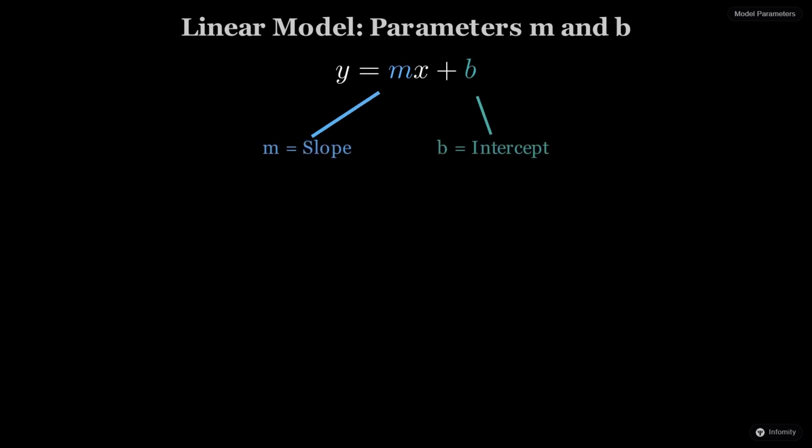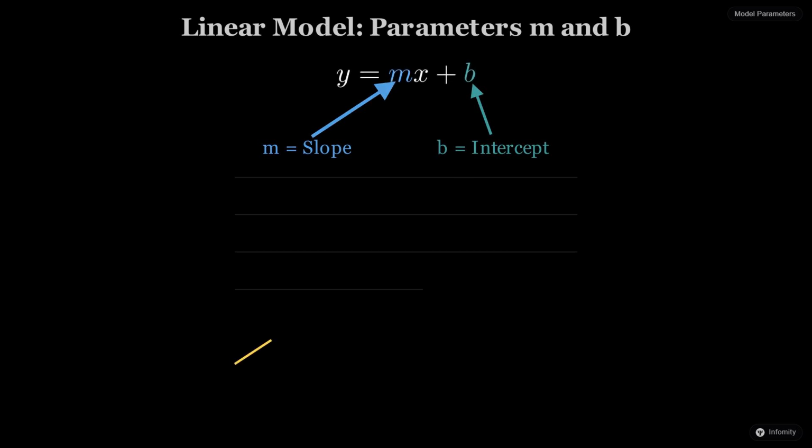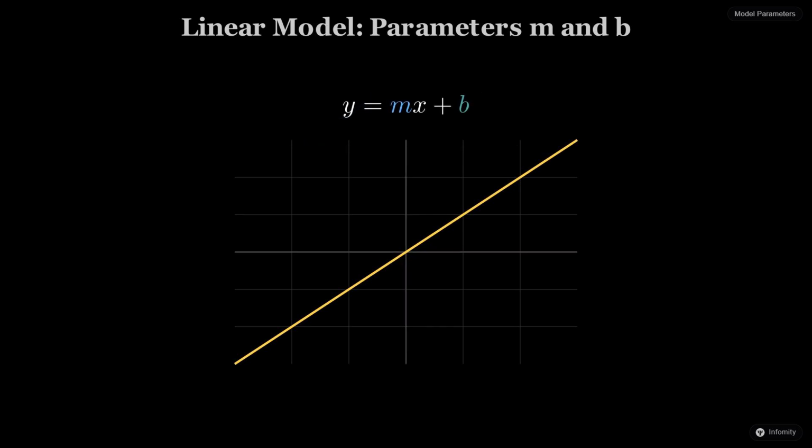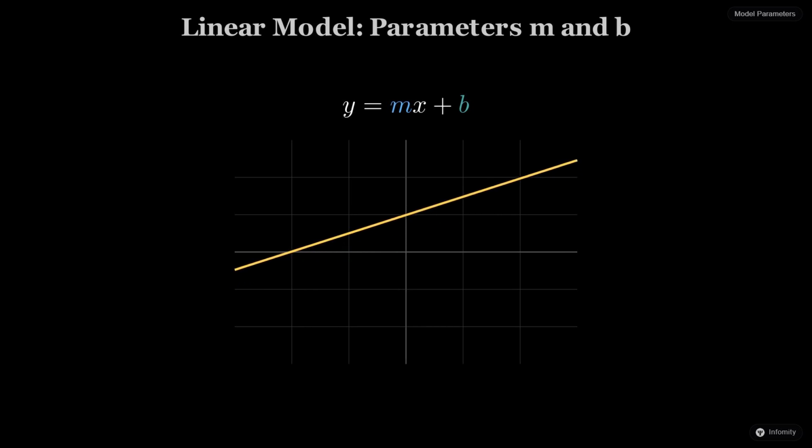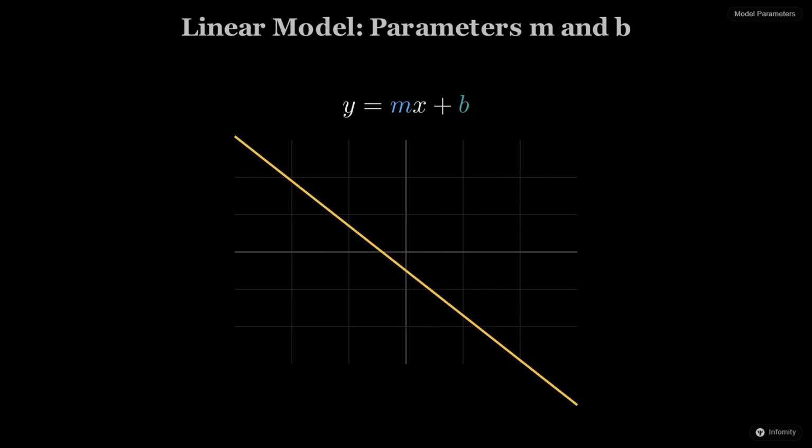Let's make this concrete with a simple linear model, a foundational concept. Consider the equation of a line, y equals m times x plus b. Here, m represents the slope of the line, and b represents the y-intercept. In our model, m and b are the parameters, the adjustable knobs that determine the line's position and tilt. By changing these values, we can draw any straight line, allowing our model to fit various data patterns.